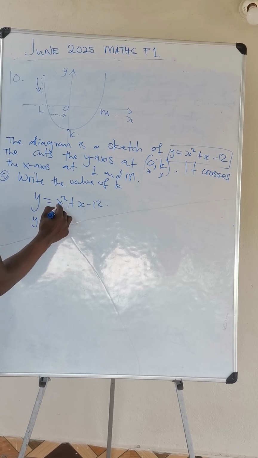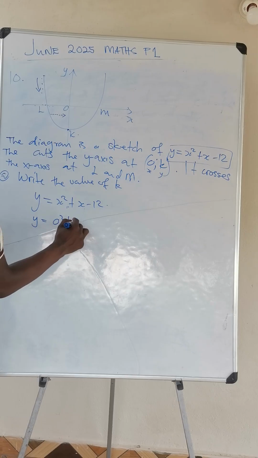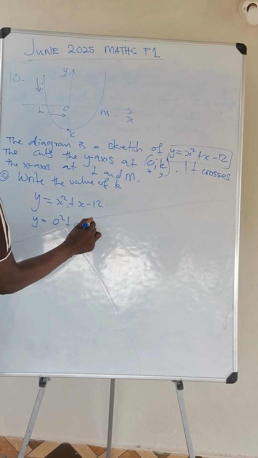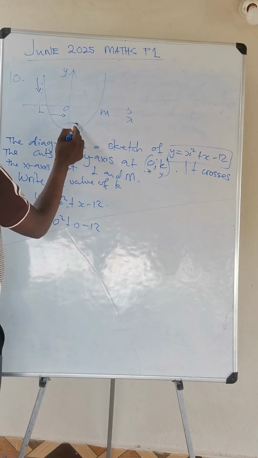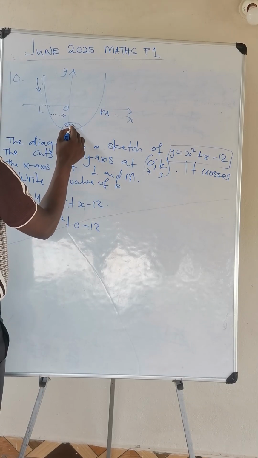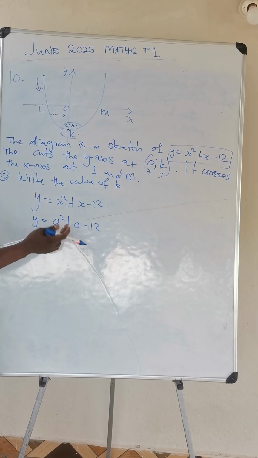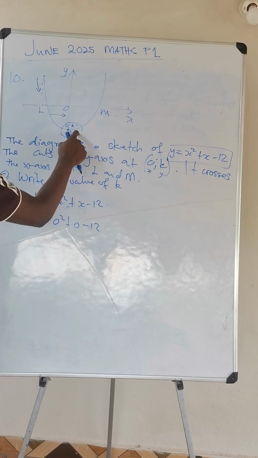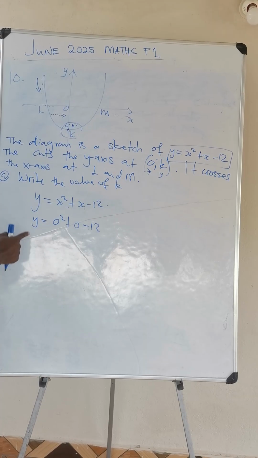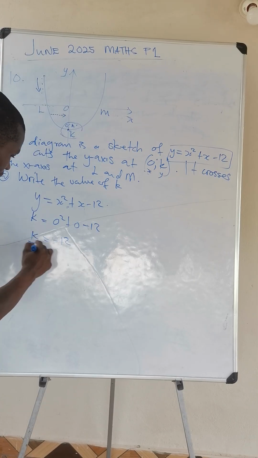So y is equal to 0 squared plus 0 minus 12. These are the coordinates at this point: 0, k. So we take these coordinates and substitute here. The y coordinate is k, so we put k here. It means k is equal to -12.